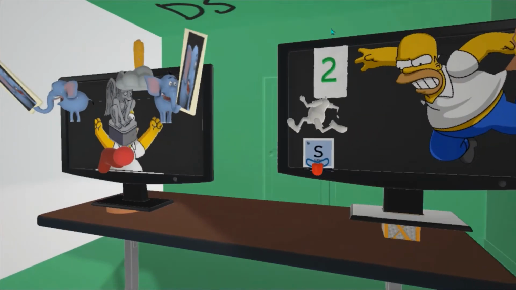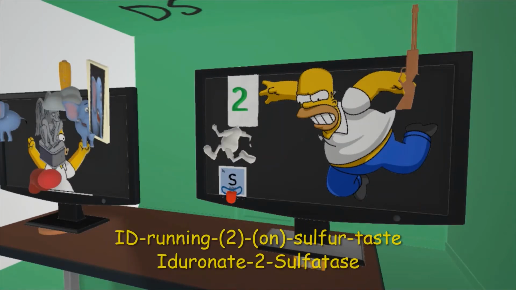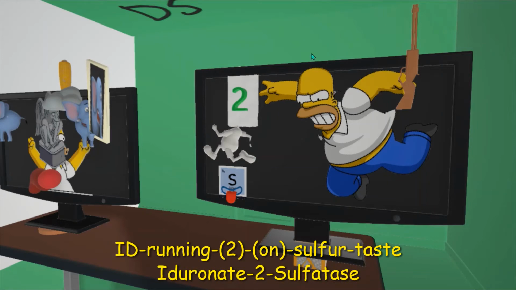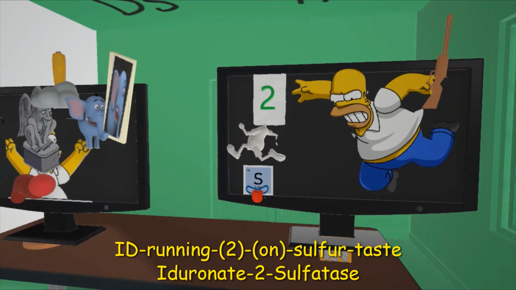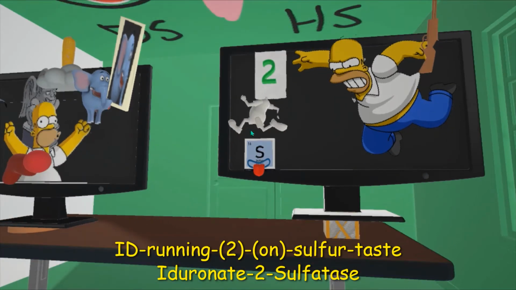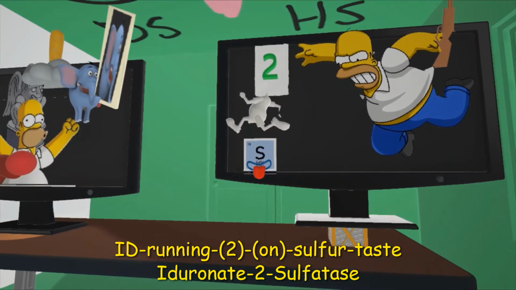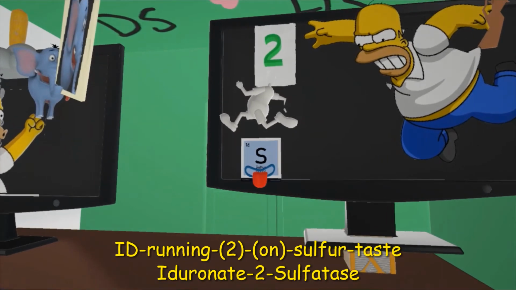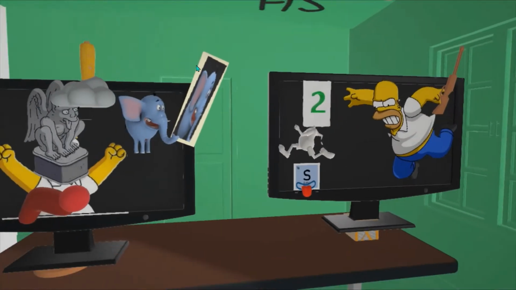As opposed to in Hunter syndrome, the deficient enzyme is iduronate 2 sulfatase, represented by this ID running for iduronate with a 2 on it for 2, sulfur that can taste. Here's sulfur that can taste. So again, that's a mouthful over there. Let's say it again. You have the ID over here running with the 2 on it on the sulfur that can taste. You see the tongue over there for iduronate 2 sulfatase.